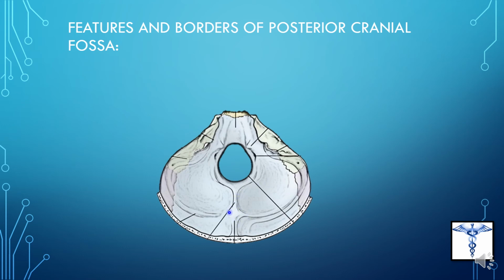Here is a protuberance called the internal occipital protuberance. At the side of this protuberance are two grooves. These grooves are for the transverse sinuses, the right transverse sinus and the left transverse sinus. Posterior to the foramen magnum is the internal occipital crest. This internal occipital crest is for the attachment of the falx cerebelli.